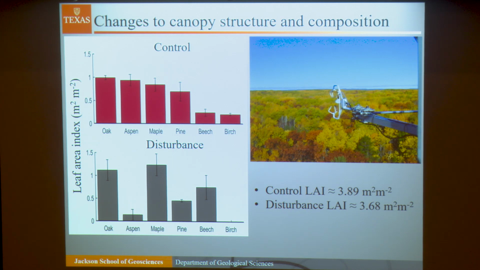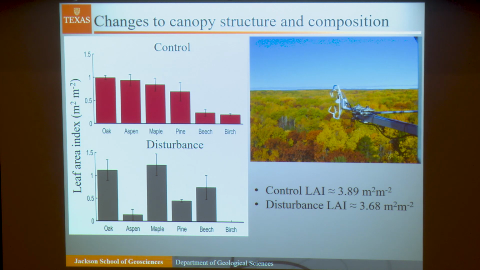leaf area. And the real difference that remains between those two systems now is what species that leaf area is attached to. Whenever we look at our disturbed site, most of the leaf area exists on the oaks and maples and some beech and pine. And in the control forest, they're still pretty evenly distributed, but aspen makes up a very big component.